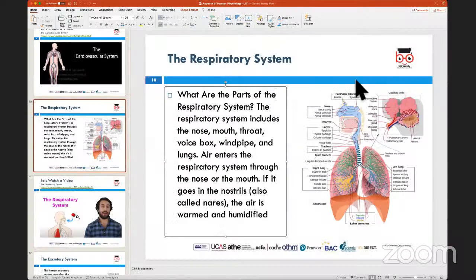Now, the next system that we want to look at, any questions on this? What we've covered, cardiovascular system, any questions?